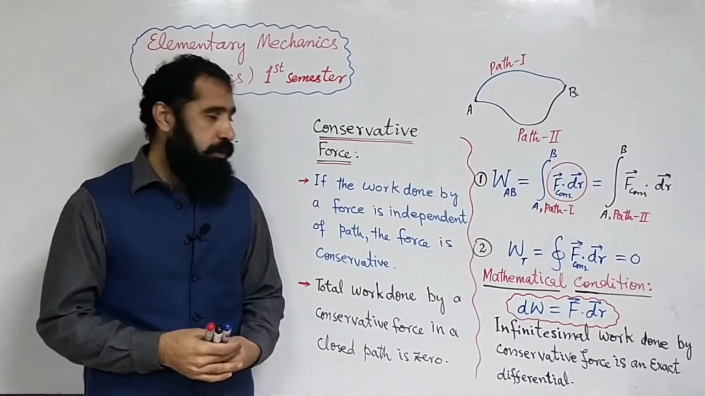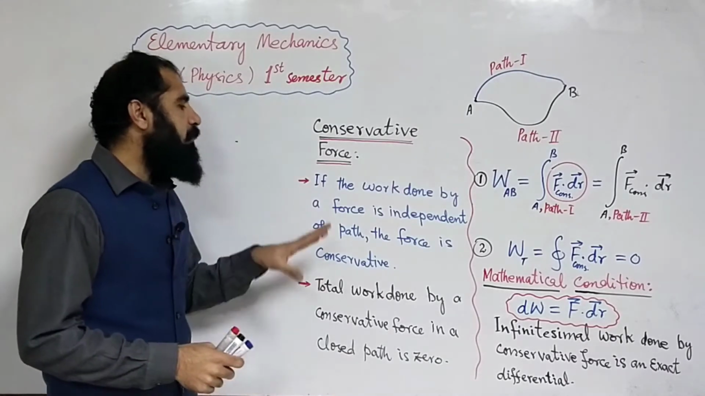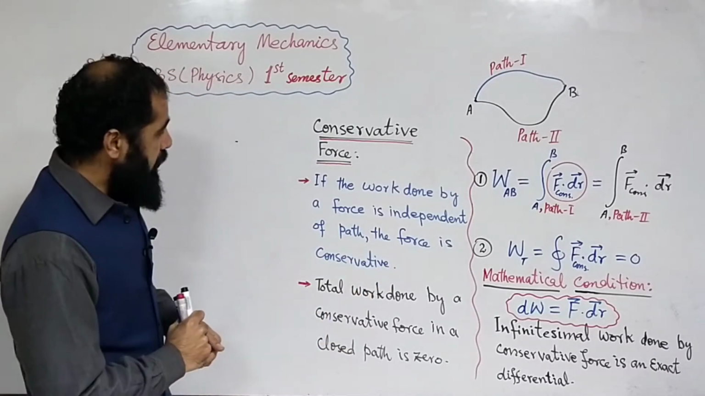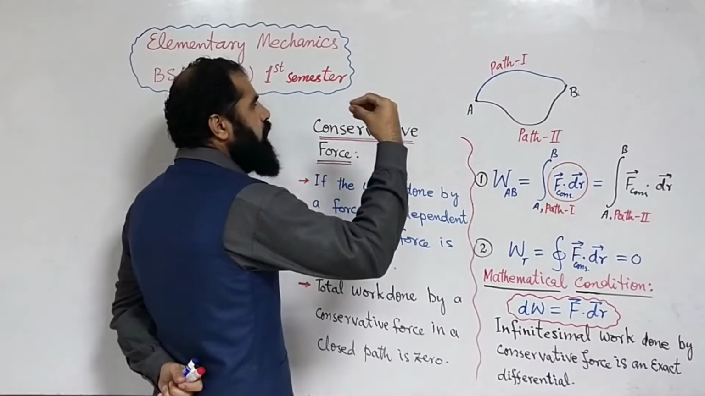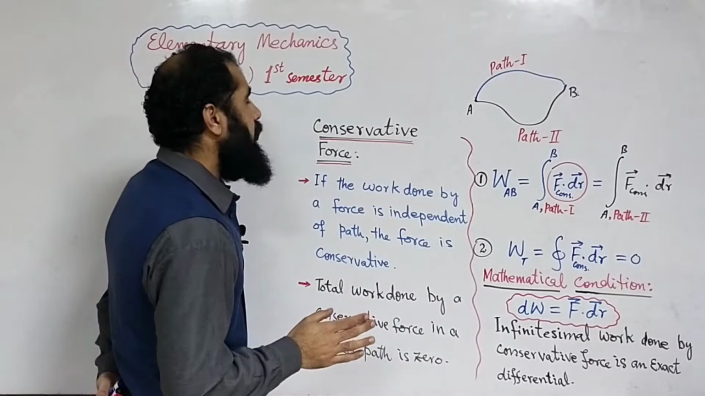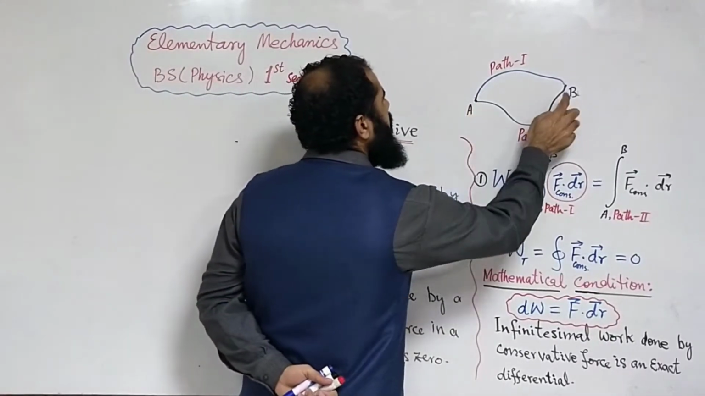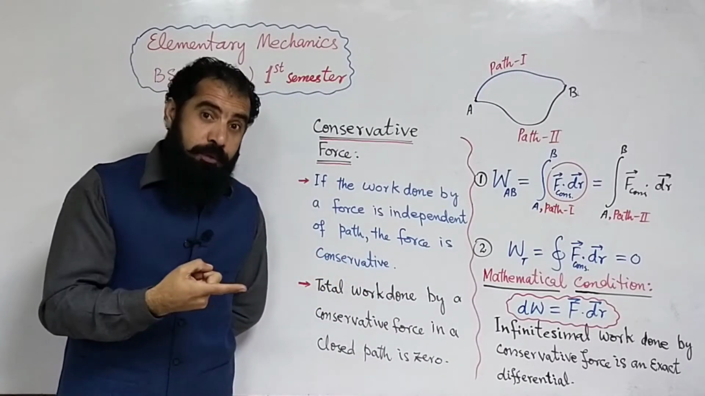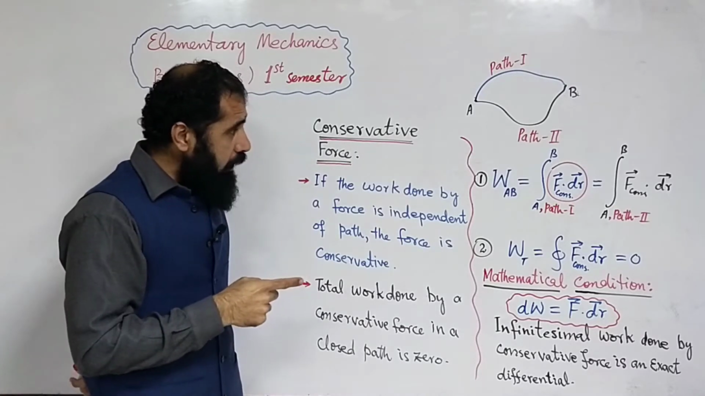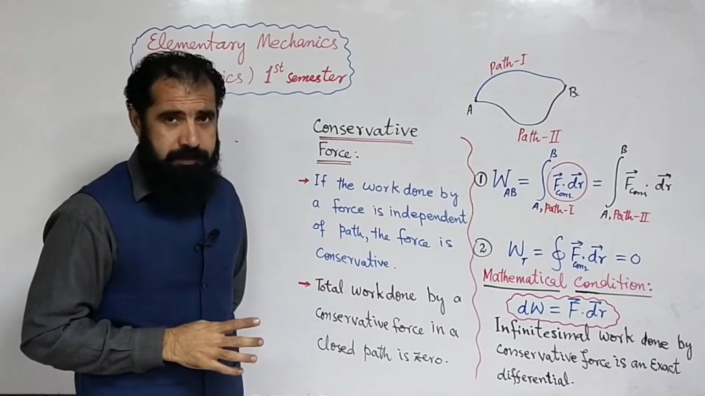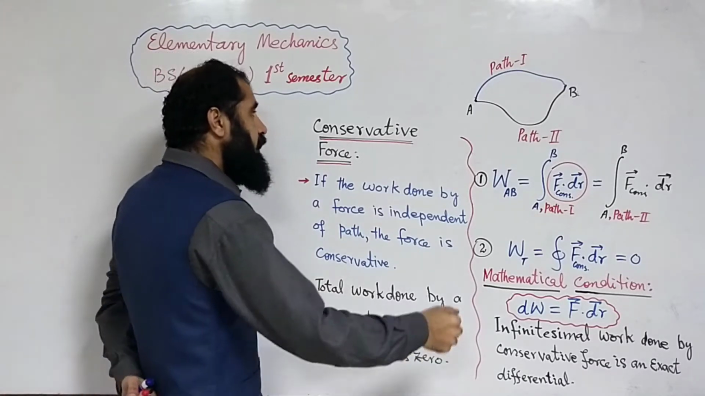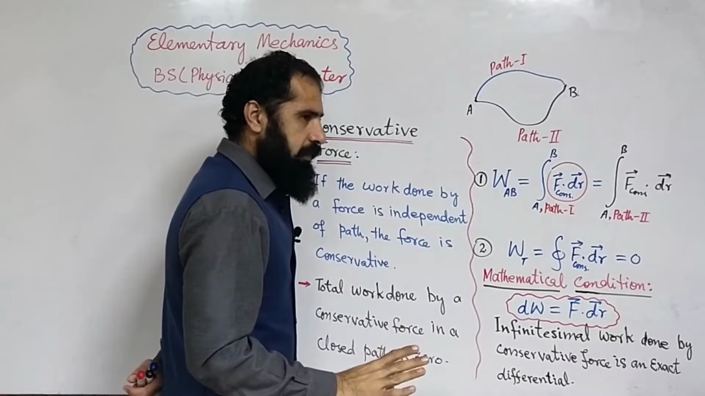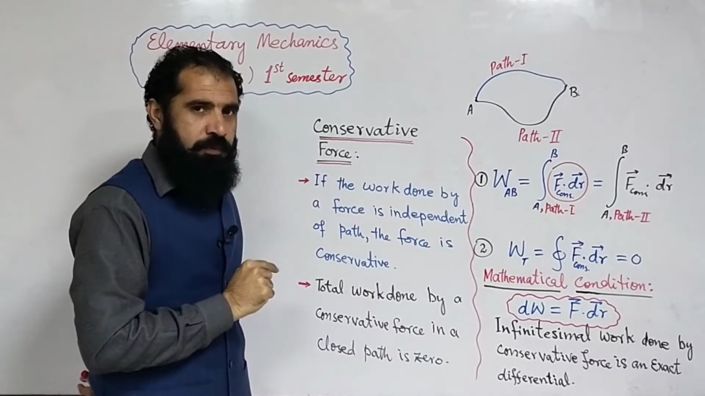Let me define the conservative force. You can state it as: if the work done by a force is independent of the path, the force is conservative. What does this statement mean? Let's suppose we are having a conservative system, and in that system I am taking two points, one is point A, the other is point B, and there is a conservative force in that system, and that conservative force performs work. And if by choosing any path of these two, path 1 or path 2, the work done is the same, then the force that is doing that work is a conservative force.